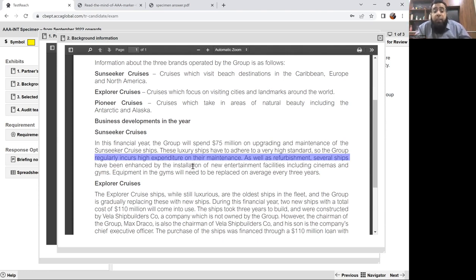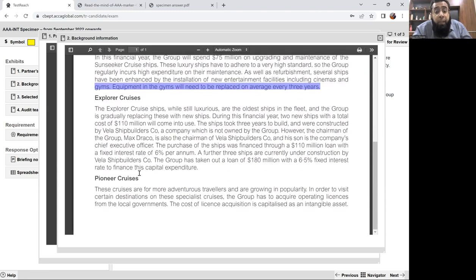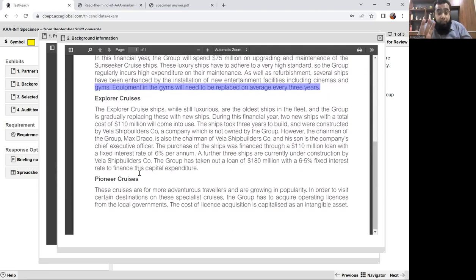Several ships have been enhanced by the installation of new entertainment facilities, including cinemas and gyms. Equipment in the gym needs to be replaced on average every 3 years. So we identified an audit risk here also that the gym equipment has to be depreciated over 3 years, because their useful life is 3 years, as they need to be replaced after every 3 years. So we identified a point on depreciation of the assets.